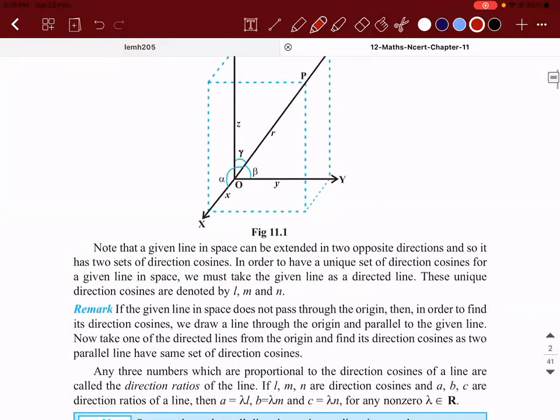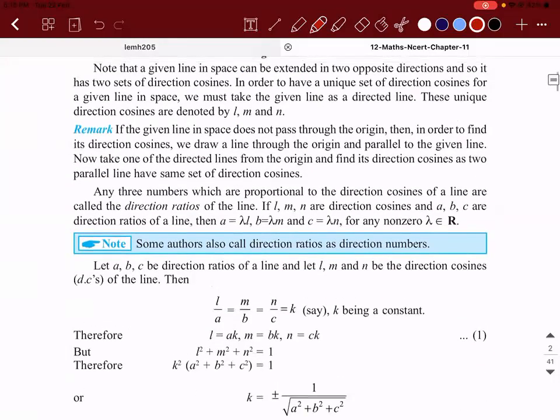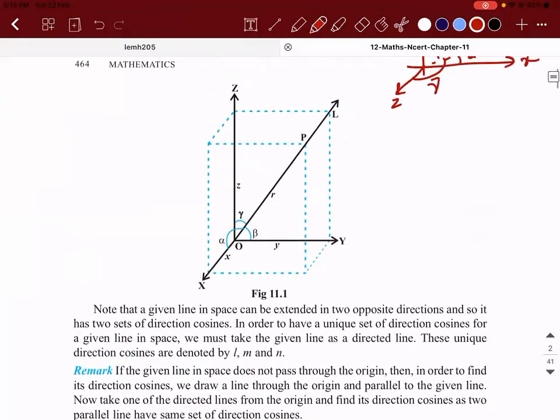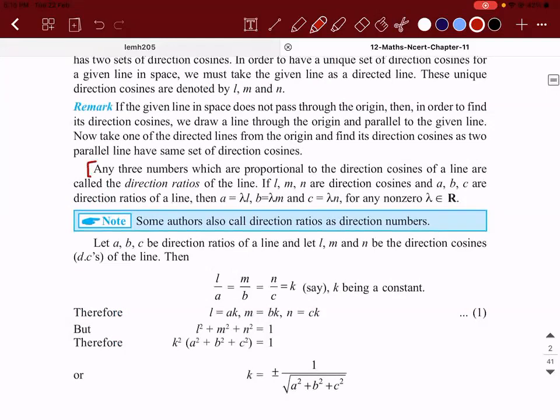Having said this, we need to understand what these direction ratios are. If you take any scalar quantities which are proportional to the direction cosines of a line, then those numbers are what are called the direction ratios of that particular line.